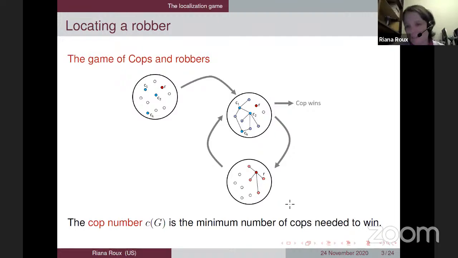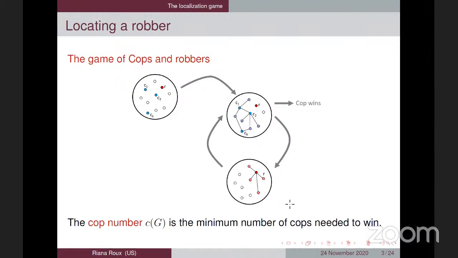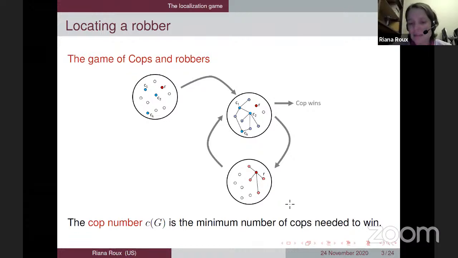What we are interested in this game is the cop number of a graph, or one of the things that you can be interested in. There are many things, but we want to know the minimum number of cops needed for the cop to win in this graph, which means that irrespective of what the robber does, how many cops do we need to occupy the same vertex as the robber in a finite number of steps? So that's the idea of the game of cops and robbers.